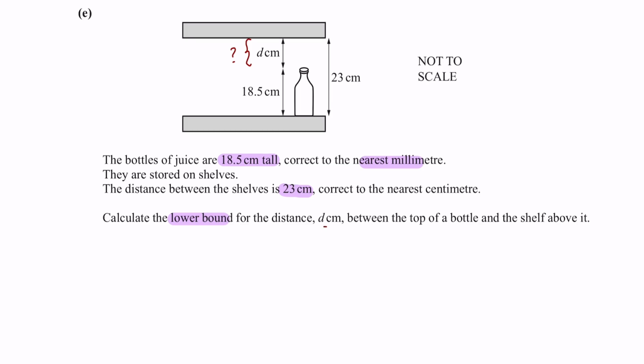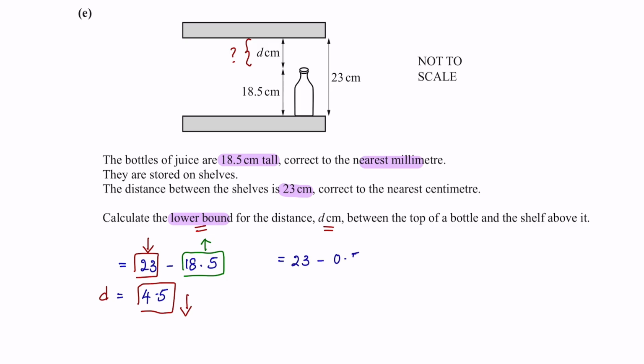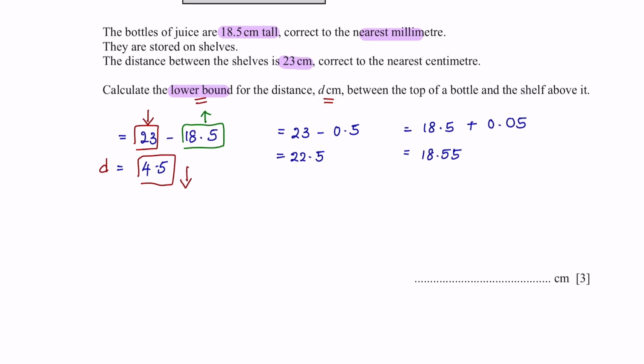Now, to find the distance between the top of a bottle and the shelf, we're going to take the total length, subtract the height of the bottle, and we will get the distance. However, we are asked to find the lower bound for the distance, meaning we are looking for the smallest value possible for the distance. To get the smallest difference, we should look for the lower bound of 23 and the upper bound of 18.5. The lower bound for 23 can be obtained by subtracting 0.5 and the upper bound for 18.5 can be obtained by adding 0.05. Okay, now let's find the lower bound of the distance and you will get 3.95.